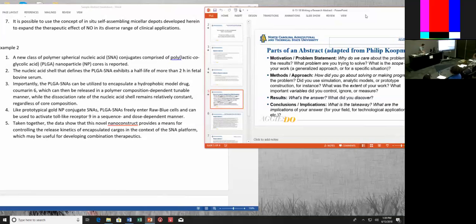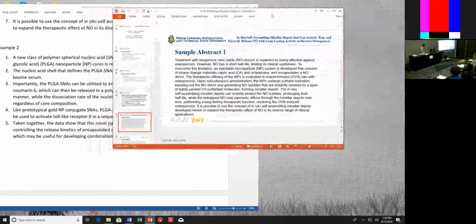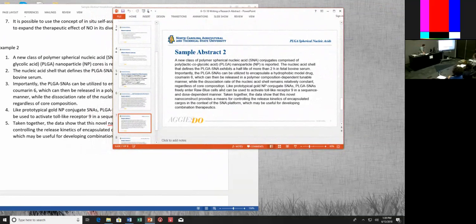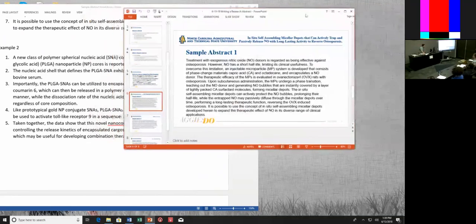I have them on my slides, which I didn't show you. These first two we're looking at are both in material science or something like that. And I think these two are from the same article. This is the title of the piece. It's just called PLGA, spherical nucleic acids. Now, there are a couple of things you might know.